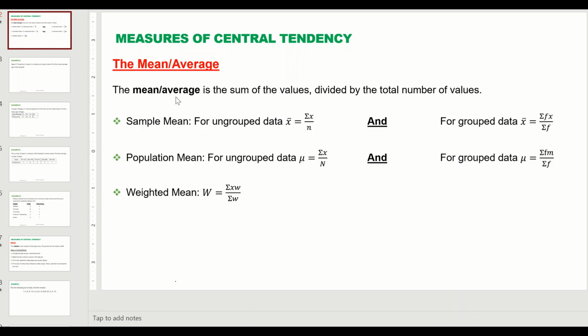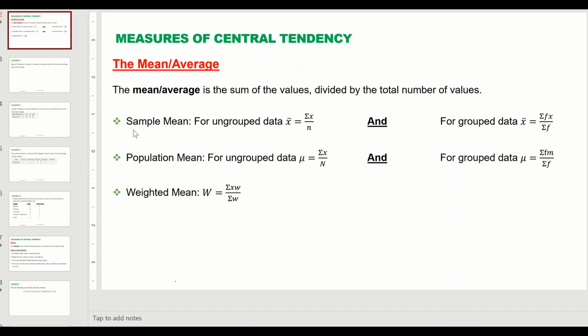The mean or the average is the sum of values divided by the total number of values. So that is the definition of average. If you're calculating the average, all you have to do is add all the values, or all the observation values or data values that are given to you, and divide by the number of observations. First, how do we calculate the sample mean?